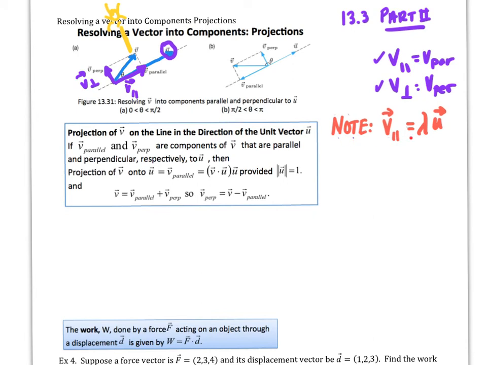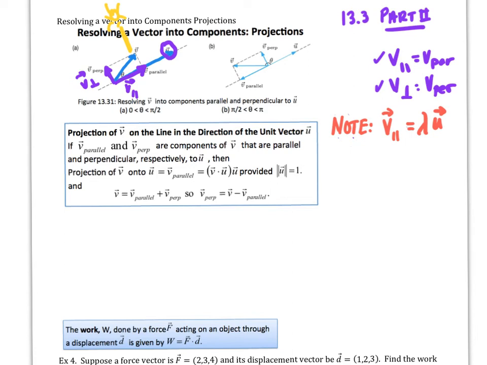And I wrote this here. Note that V parallel is just some kind of scalar multiple of the U vector that I have here. So here's V parallel, and it's just a portion of the U that I have. It might be longer than U, it might be shorter, it might be the same length, but regardless, it is going to be a scalar multiple of my U. So it's just a different magnitude. The direction will be the same, V parallel to U.